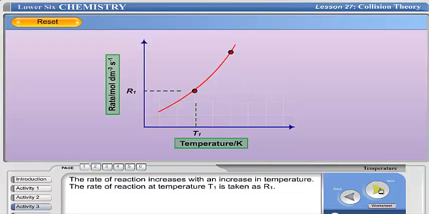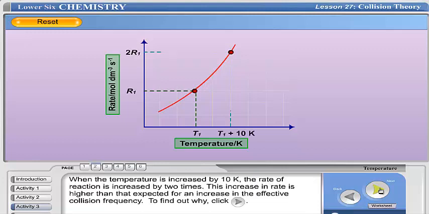The rate of reaction increases with an increase in temperature. The rate of reaction at temperature T1 is taken as R1. When the temperature is increased by 10 K, the rate of reaction is increased by 2 times. This increase in rate is higher than that expected for an increase in the effective collision frequency. To find out why, click Next.